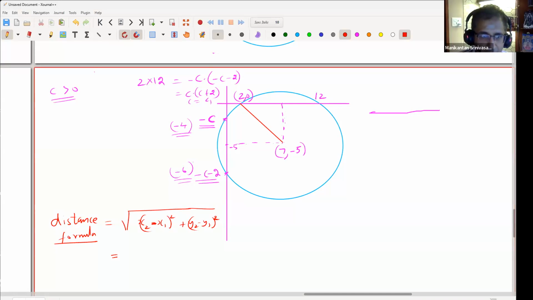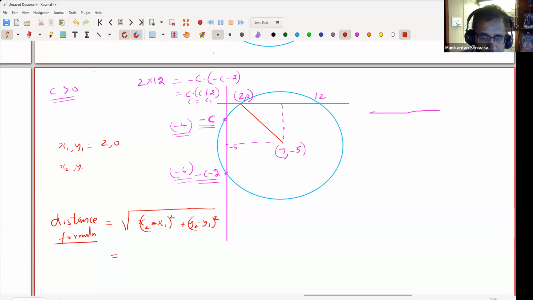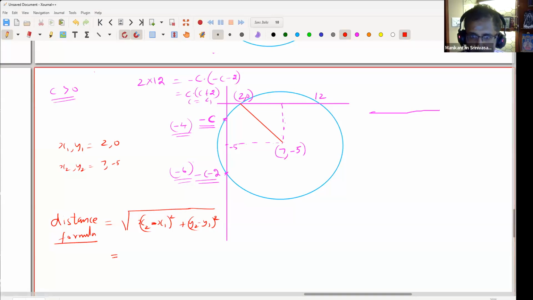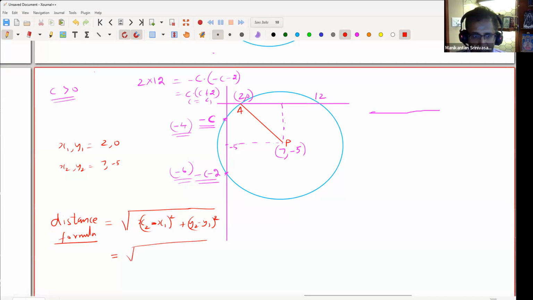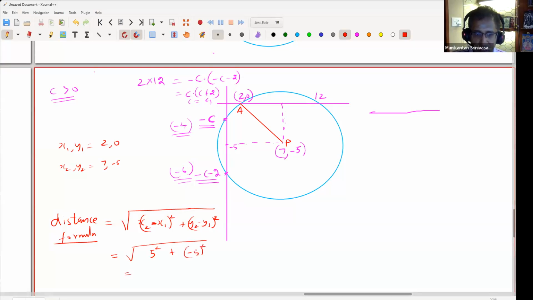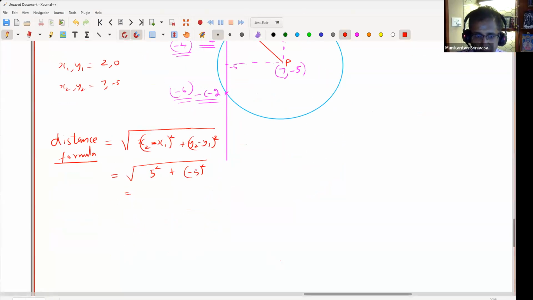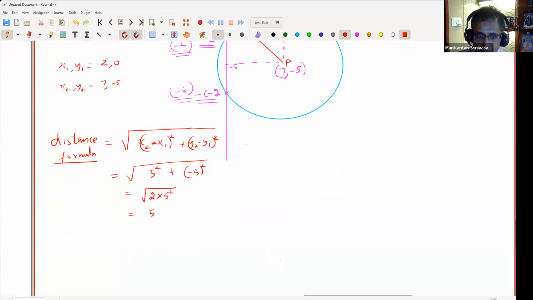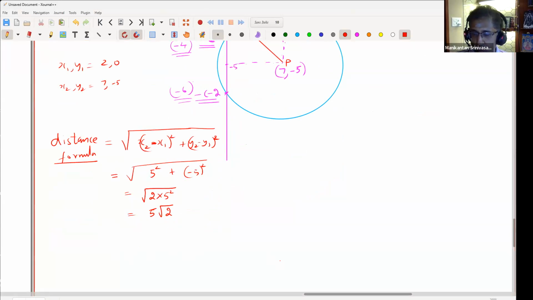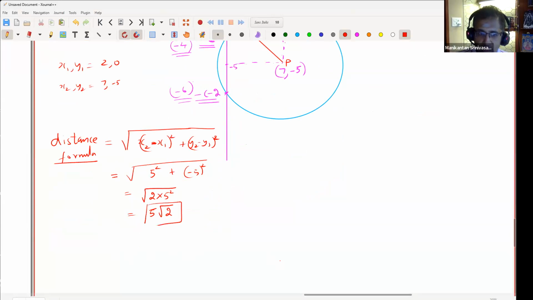Okay, so in this case, let's apply. So x1, y1 is 2, 0. x2, y2 is 7, -5. So I want to find the distance between the center P and where it cuts the x-axis here at A. So square root of 7 minus 2 whole square plus 0 minus minus 5 whole square. So it becomes 5 square plus 5 square, so 2 times 5 square, right? The reason I'm writing it this way is so that you know you don't have to simplify. You can directly write 5 times root 2. 5 square can come out as 5 and then root 2. So 5 root 2 becomes the radius of the circle.